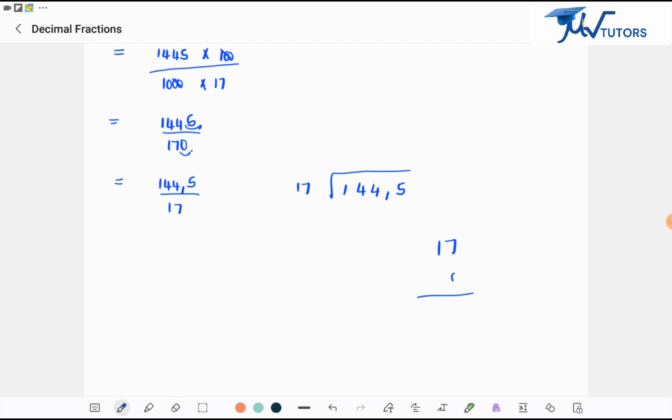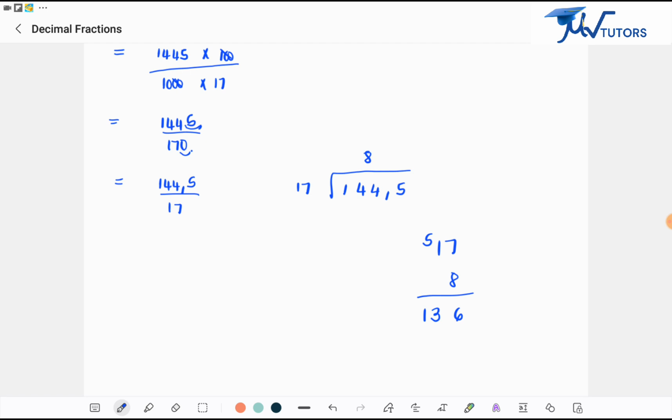If I multiply 17 times 8, so I'm doing a trial and error here. What is 7 times 8? That is basically 56. 1 times 8 is 8, plus 5 is 13. So basically we're going to have 136. So I can then divide 144 by 17.